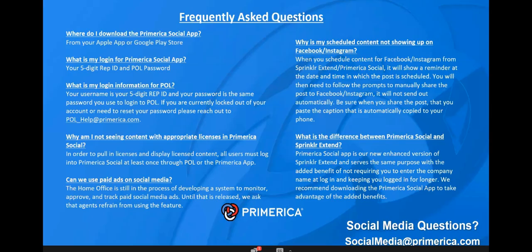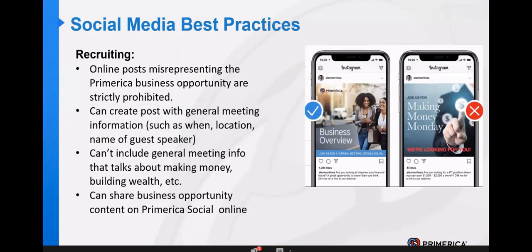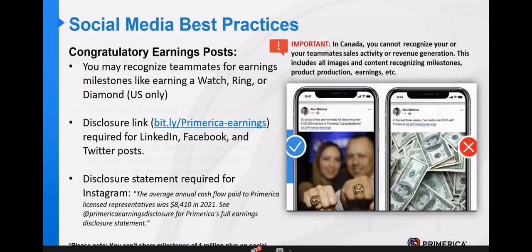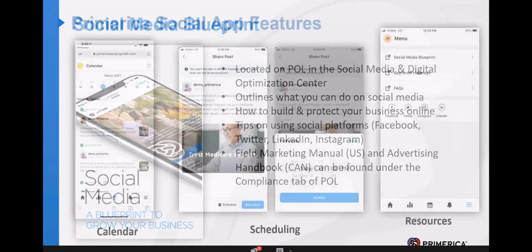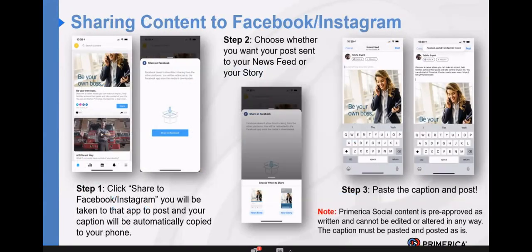Someone says, could you go over sharing the captions to Facebook and Instagram again? Sure. Let me try to go back here. What will happen is once you click share to Facebook or Instagram, you will be taken to the app, and the caption, which are the words, are automatically copied to your phone. It'll take you to the app, and then you'll choose whether you want to add it to your newsfeed, your stories, or your groups. And then you're going to want to select newsfeed.